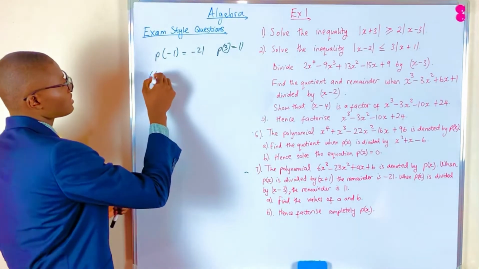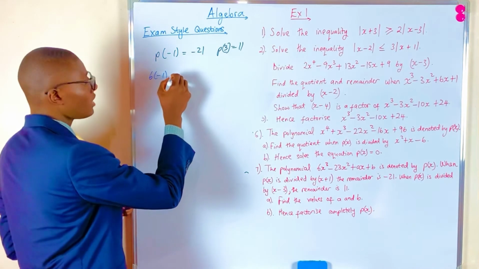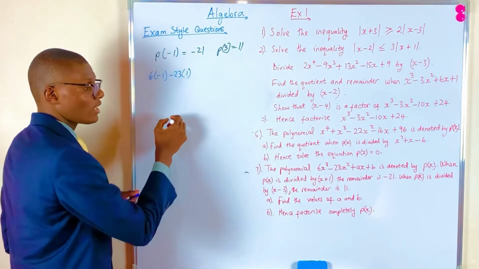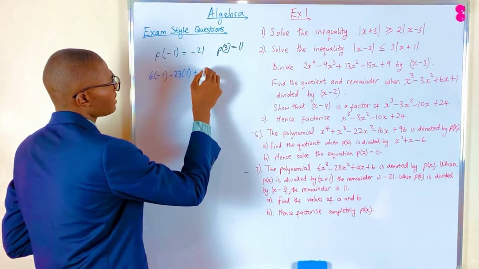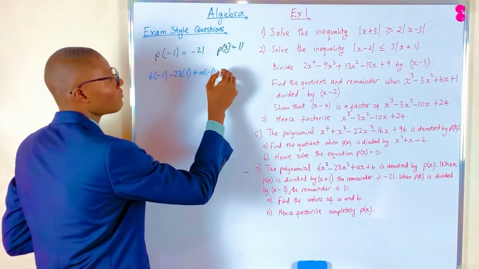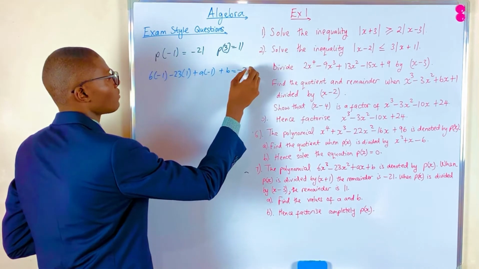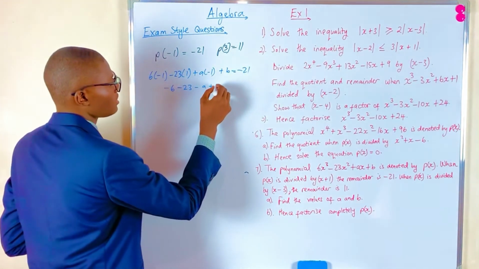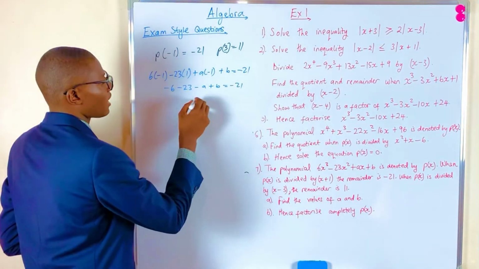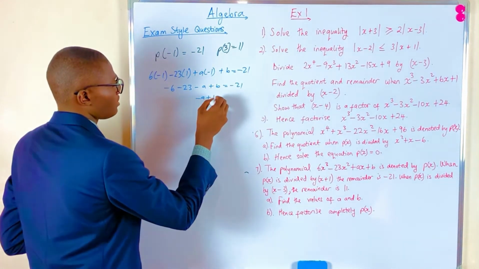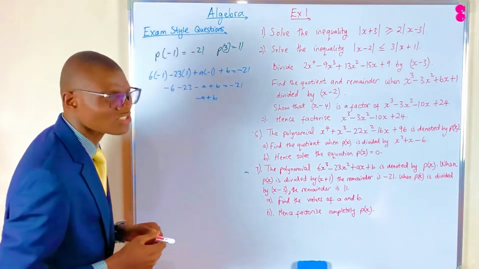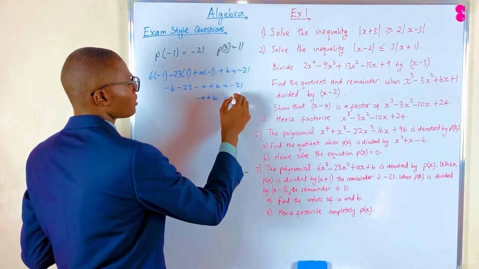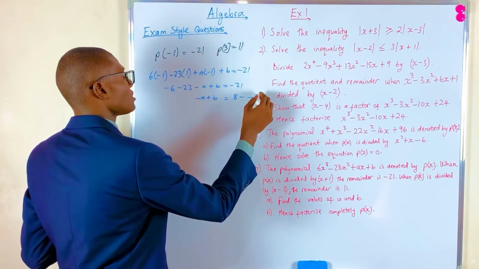We're saying 6 times minus 1 cubed, then minus 23 times minus 1 squared, which will give us a 1, and then plus a times minus 1, plus b, to give us minus 21, such that minus 6 minus 23 minus a plus b is equal to minus 21, and minus a plus b, this will give us minus 29. If we take it this side, it becomes a plus. 29 minus 21, that will give us an 8. So this is equation 1.